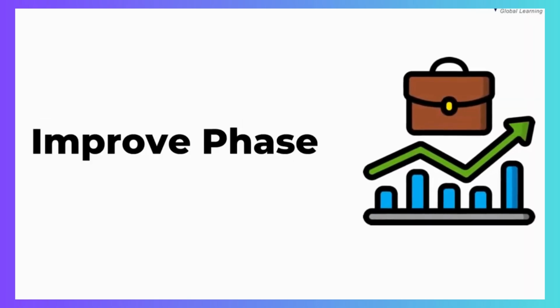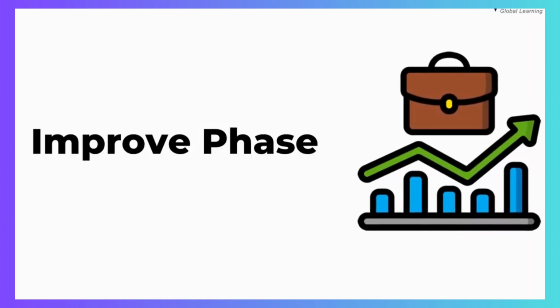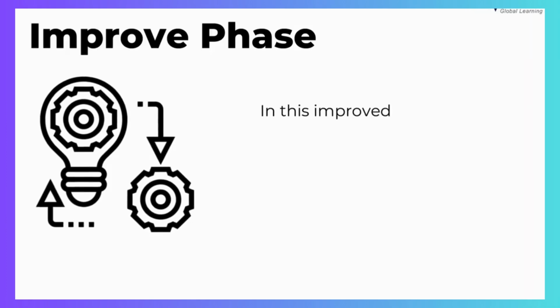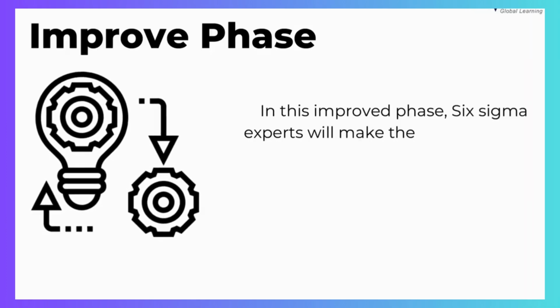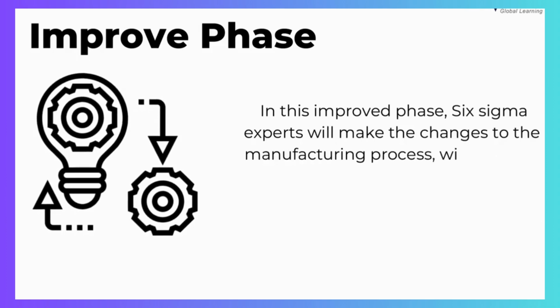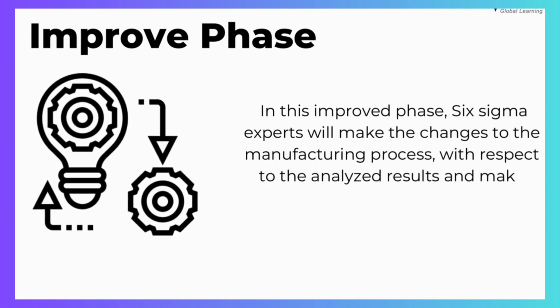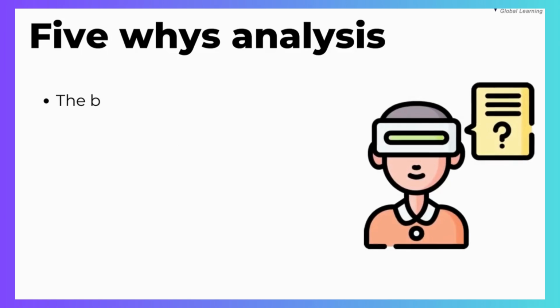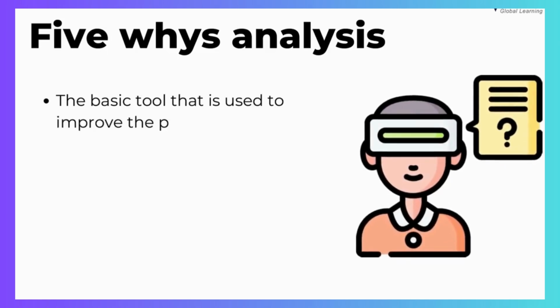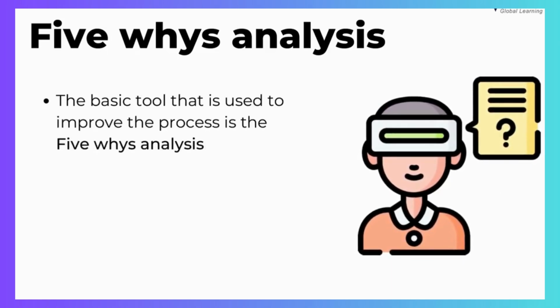Now, we will start with the next phase, which is the improve phase. Here, in this improve phase, Six Sigma experts will make the changes to the manufacturing process, with respect to the analyzed results, and ensure that the defects are addressed. We have the basic tool used to improve the process, that is, 5 whys analysis.